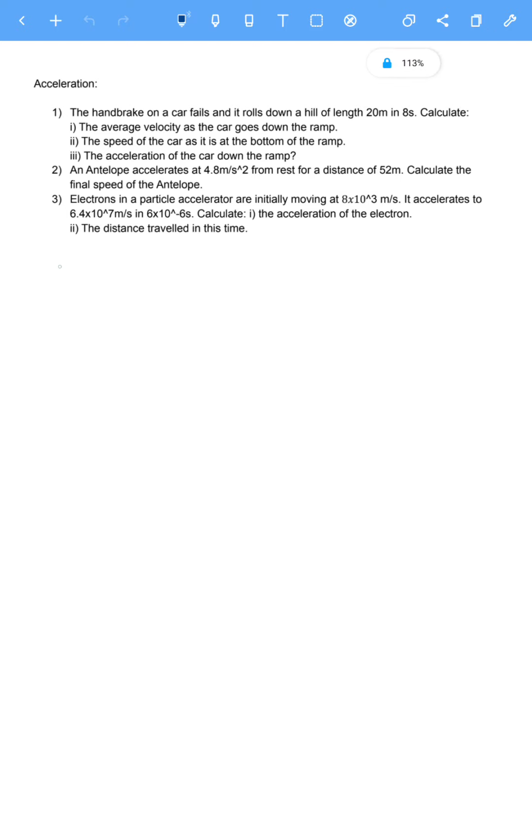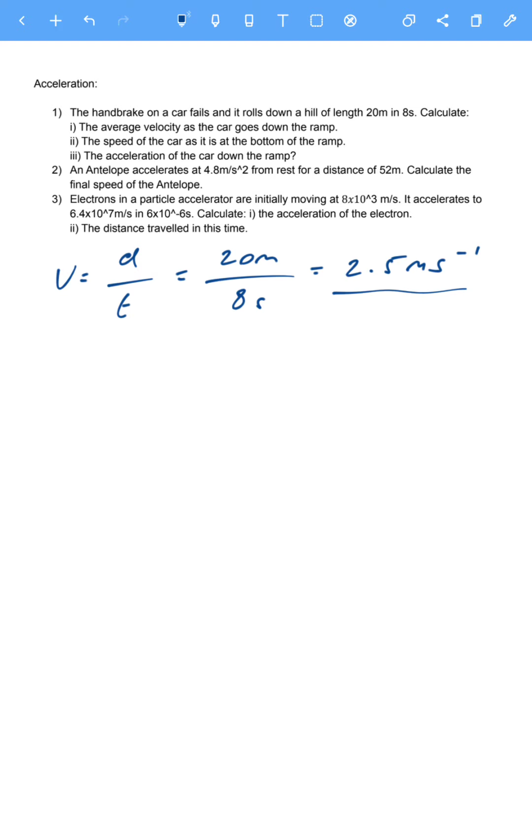So the first one, the average velocity. Velocity would be the distance travelled or displacement travelled divided by time taken. So that would simply be 20 meters divided by 8 seconds. So that gives us 2.5 meters per second.